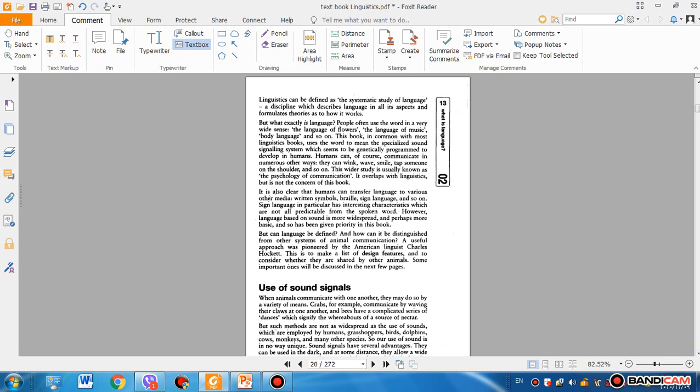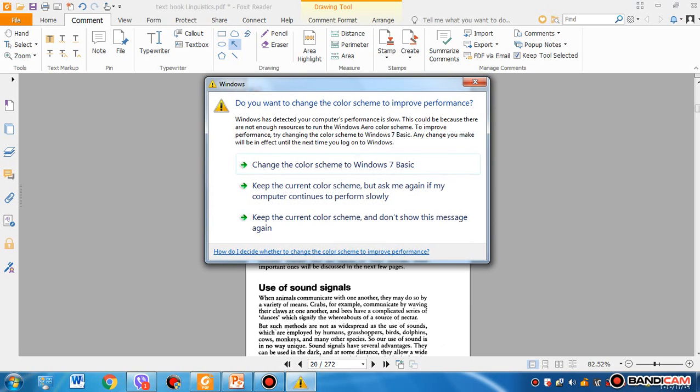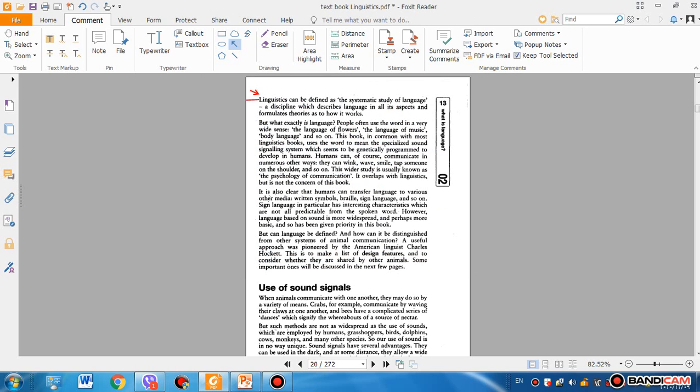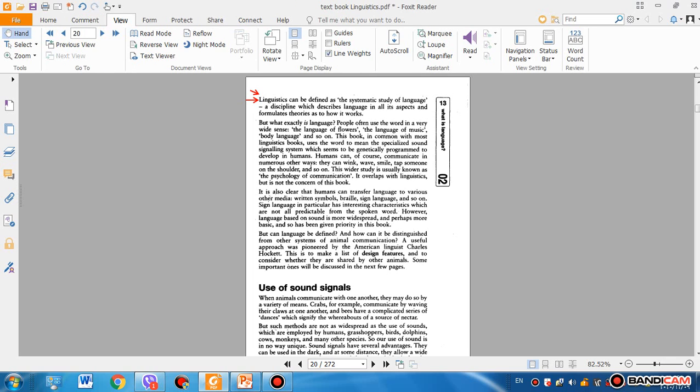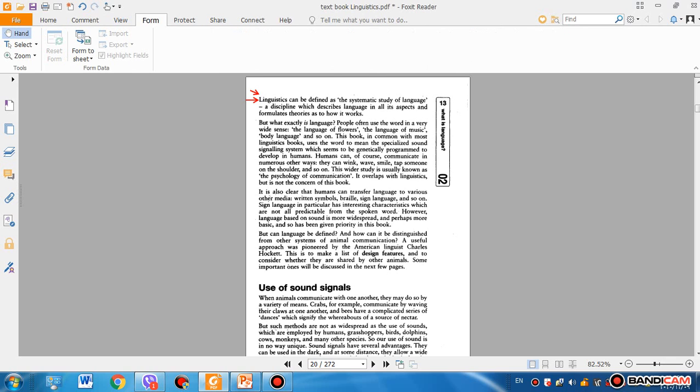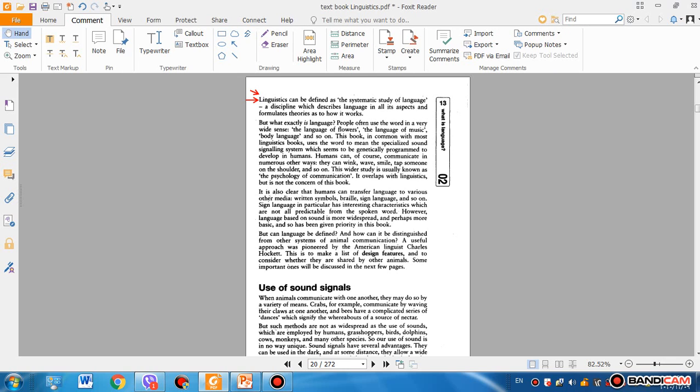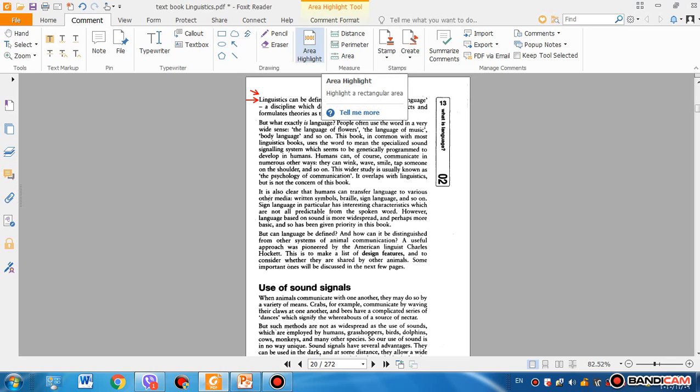Linguistics can be defined. This redefines the notion of linguistics. It tells you what linguistics is. Linguistics can be defined as the systematic study of language. Where is the highlighter? Okay, this is highlighted. So this is the definition of linguistics.